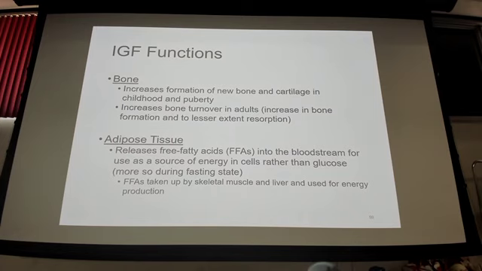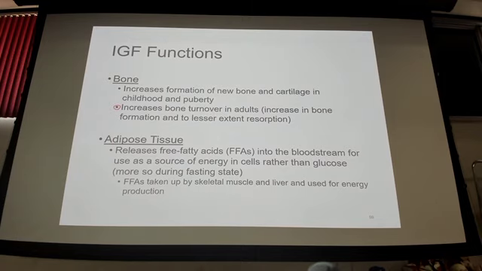Bone turnover. So in adults, it increases bone turnover. I know you guys, again, probably haven't talked about this yet, but you have two different types of cells in the bone, osteoclasts and osteoblasts. Blast, build bone; clast, chew bone. So increased bone resorption, increased osteoclast activity to help turn over bone, remodel bone, and maintain calcium homeostasis in the body, okay?